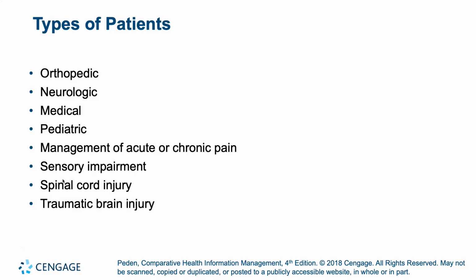Perhaps there's a child suffering from muscular dystrophy. Sorry, I got to spit it out there. And they need rehab care. Management of acute or chronic pain. A lot of acute or chronic pain may be muscle-based or it may be nerve-based, and it may be helped or lessened by physical therapy or some type of rehab. Sensory impairment sometimes needs rehab. Spinal cord injury, I mentioned those, and traumatic brain injury. Those are all the different types of patients that you may see in a rehab setting.